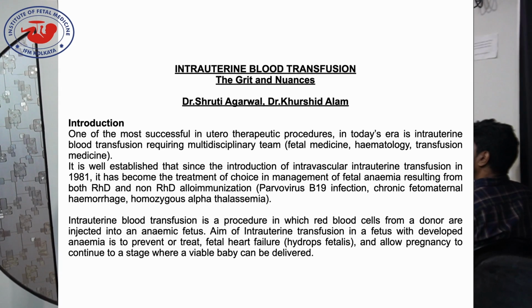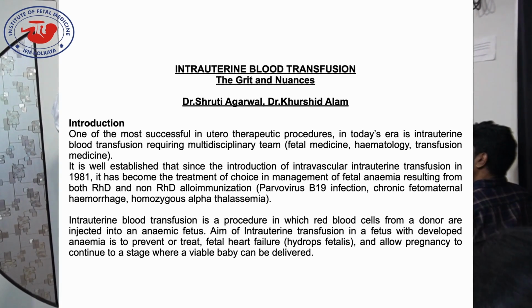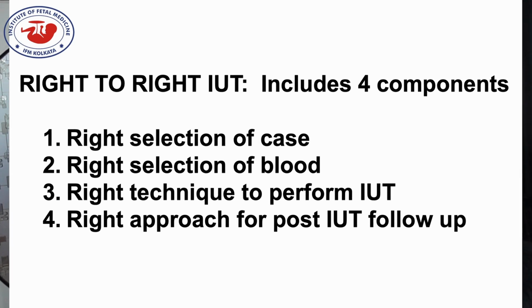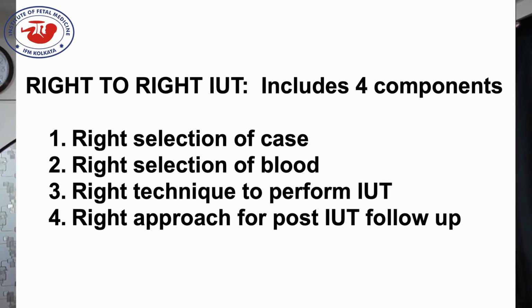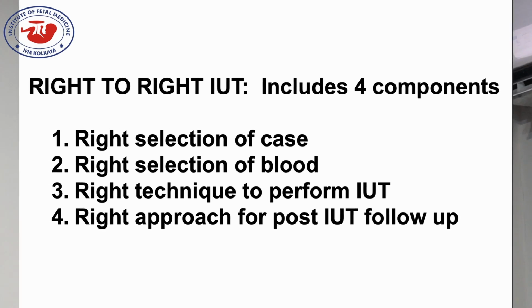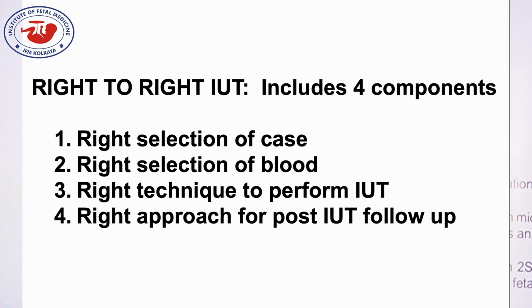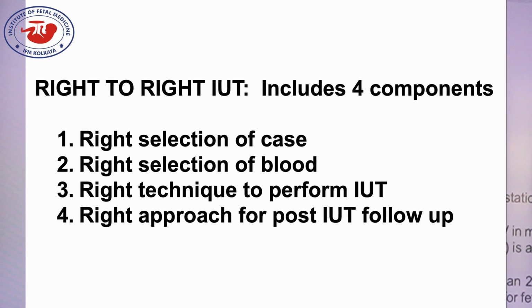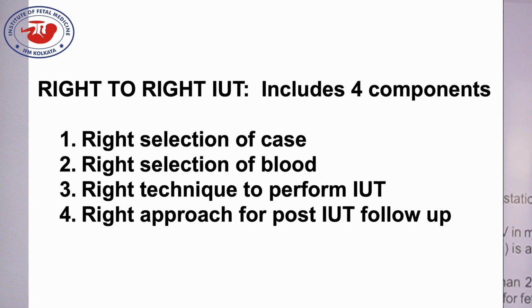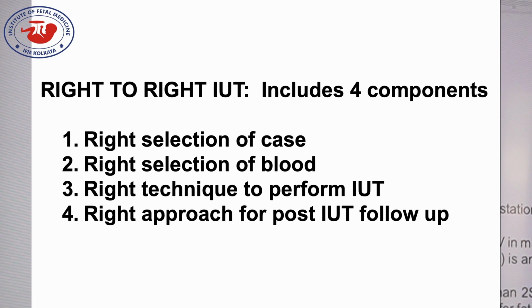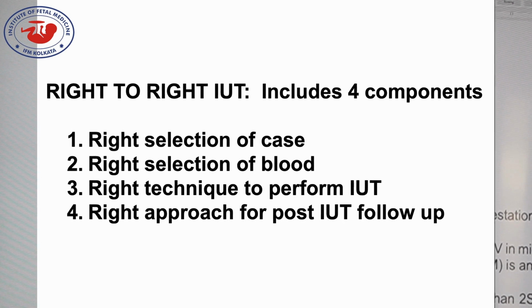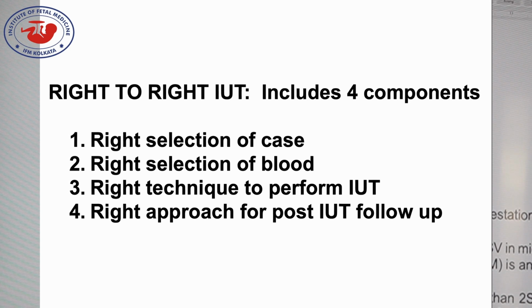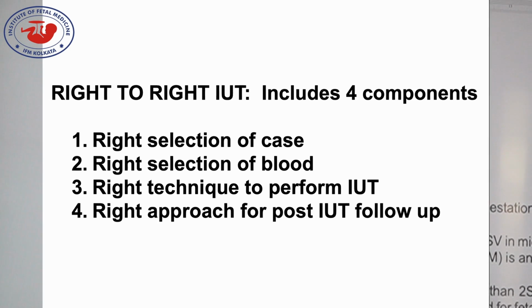Okay. So now coming to how do you do the transfusion? We will come to the business area. Now there are 4 components as I have selected here. First, right selection of the case. Right selection of the case, what do I mean? That it is really a baby which is anemic. I am not into the false positive sides. Okay, so my technique, my interpretation should be right. So I have selected a right case, say suppose. Then right selection of the blood, right technique to perform IUT, and right approach for post-IUT follow-up.